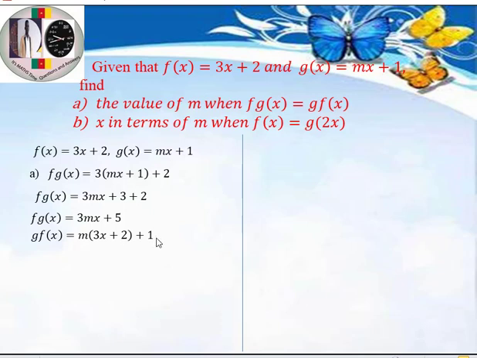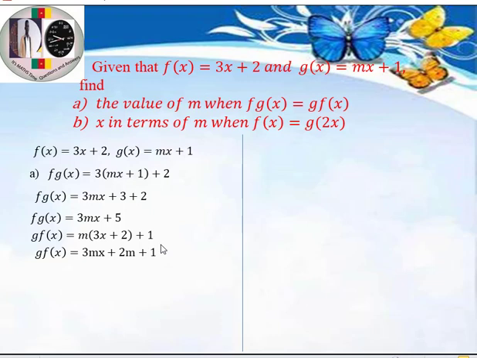In this case, we open up the bracket again to give us 3mx plus 2m plus 1, which is that. We cannot add 2m plus 1 because 1 is not in terms of m. So we leave that function like that.